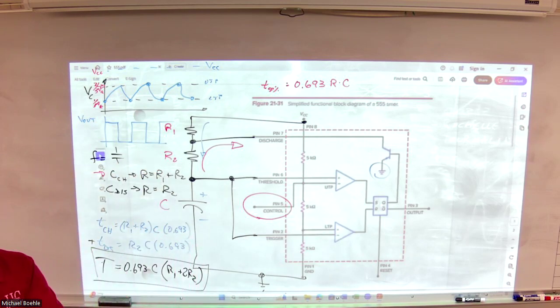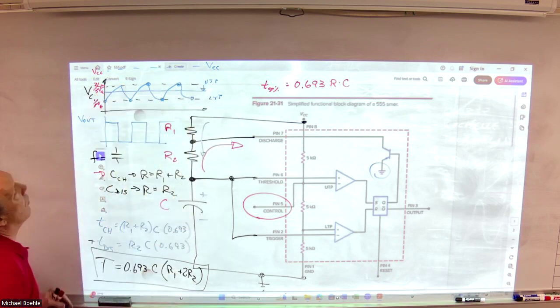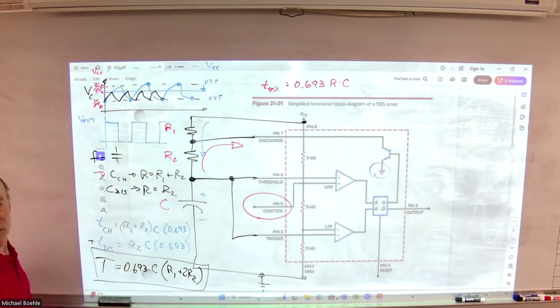So what happens now if I were to change that upper trip point? Let's say I lower it. Well, what's going to happen? I'm going to reach that threshold sooner. What have I just done to my output frequency? Higher frequency. If I go above, it'll be lower. What I have just created is a voltage-controlled oscillator.